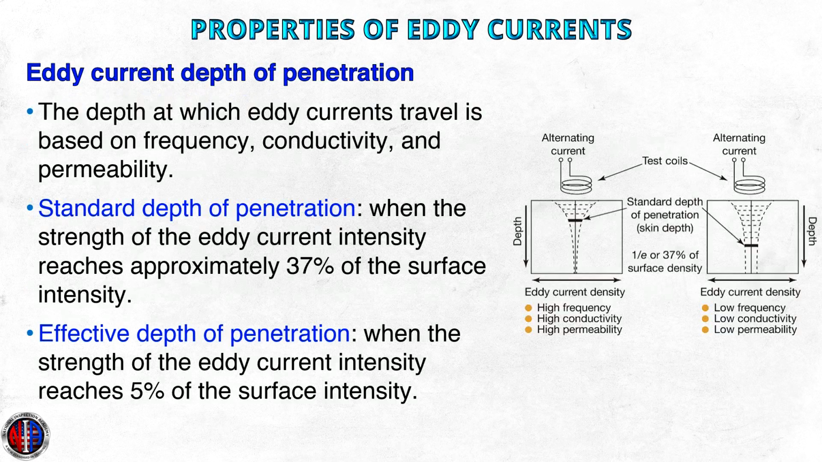Eddy current depth of penetration. The depth at which eddy currents travel is based on frequency, conductivity, and permeability. Once the strength of the eddy current intensity reaches approximately 37% of the surface intensity, the field reaches its standard depth of penetration. Once the strength reaches 5% of the surface intensity, the field reaches its effective depth of penetration.